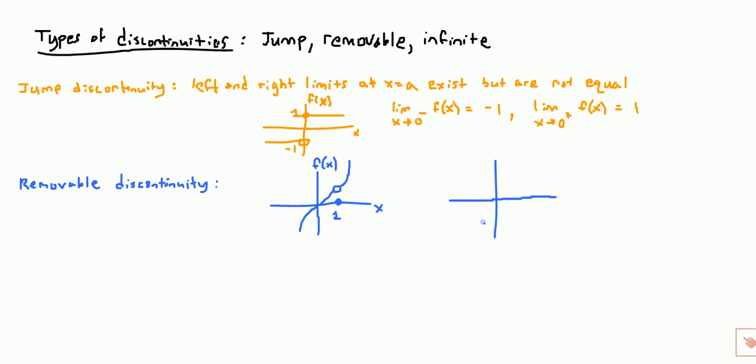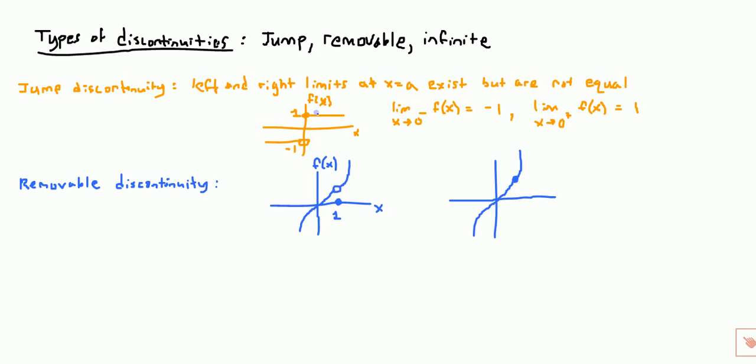So how could we redefine this? Well, we could just redefine it to be the normal x cubed function, right? We could simply move this point up to 1, and then this would be continuous. You could draw this line without picking up your pencil. Okay?